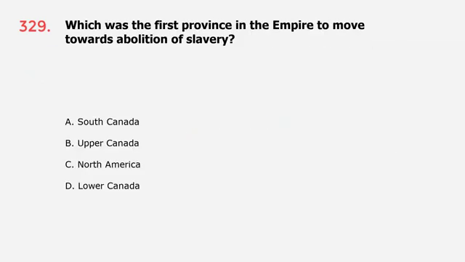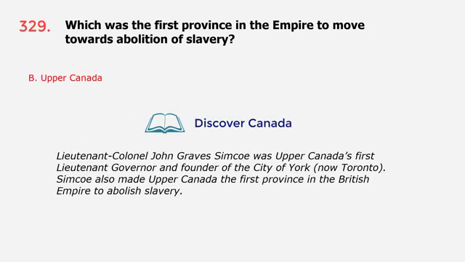Question 329. Which was the first province in the Empire to move towards abolition of slavery? A. South Canada. B. Upper Canada. C. North America. D. Lower Canada. The answer is B. Upper Canada.